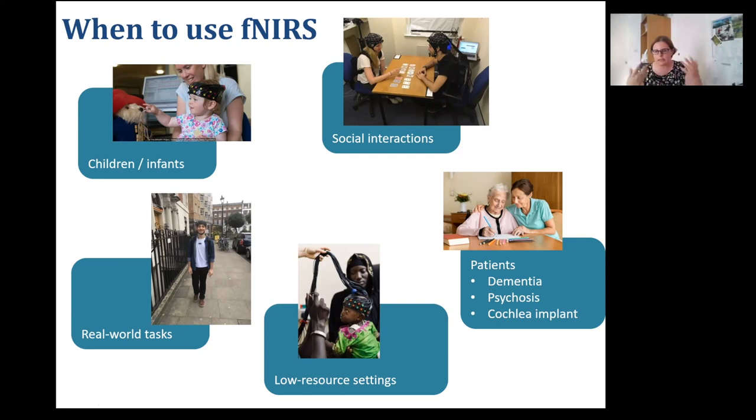And again, I'll tell you a bit about some data looking at social interactions where you've got two or more groups of people who can actually move about and engage with each other in a natural way. And we can still collect some brain imaging data in that context.